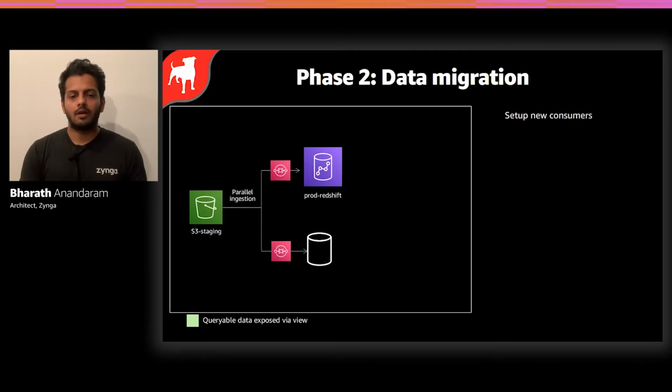Now let's talk a little bit about the data migration. This step of data migration includes setting up new consumers for data ingestion into the Redshift cluster. The parallel ingestion helped us iron out all the details with ingestion table design, where we had to get a perfect balance between compression and performance. We were also able to fine-tune our thresholds for ingestion by having a minimal impact on our SLAs.